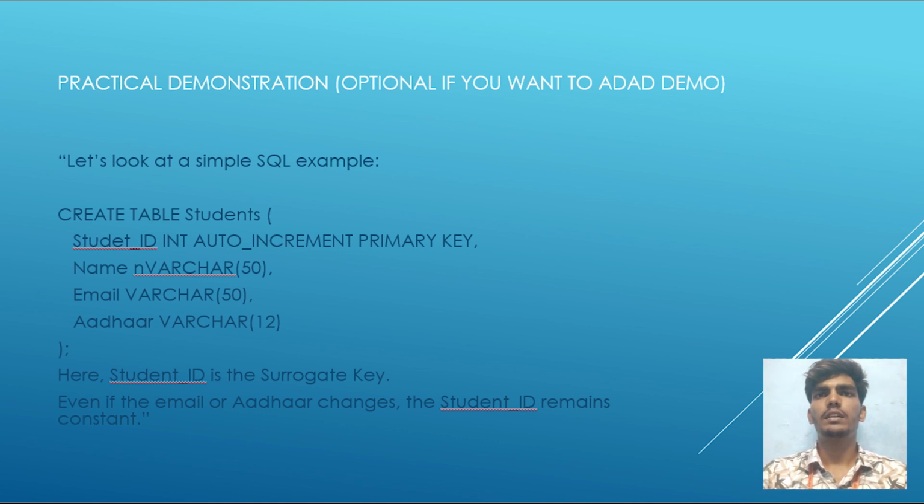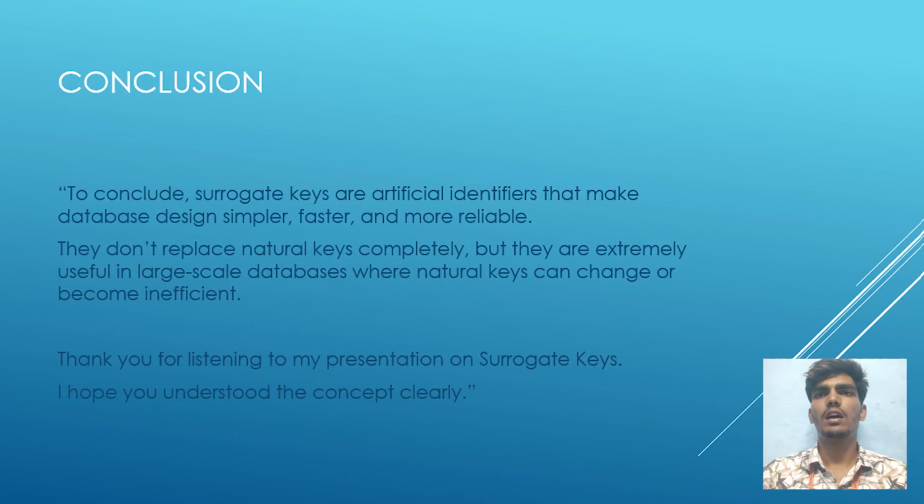To conclude, surrogate keys are artificial identifiers that make database design simple, faster and more reliable. They do not replace natural keys completely, but they are extremely useful for large scale databases where natural keys become inefficient.